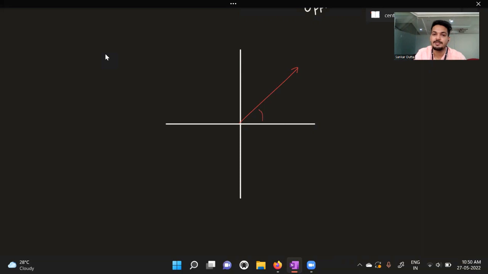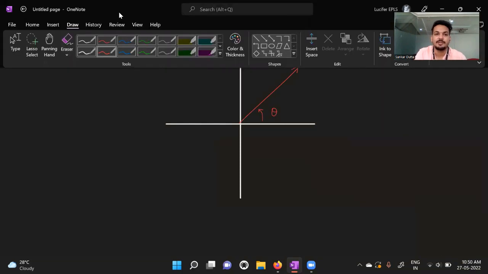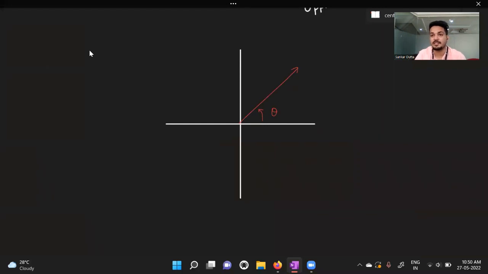So if I'm dealing with an angle, we are always calculating the angle from the x-axis in an anti-clockwise fashion. Let me repeat that statement again. Whenever we are dealing with angles, whenever we are measuring angles, the most common way is to take the angle from the x-axis in an anti-clockwise fashion. So this is the general way of taking the angle.